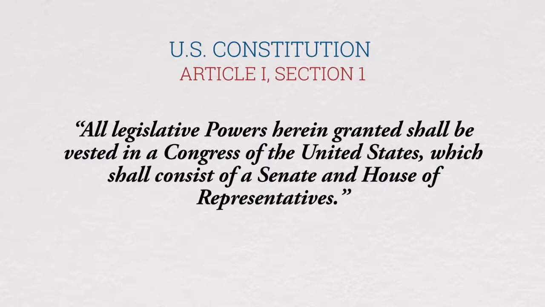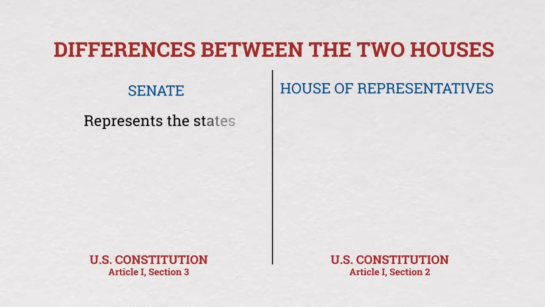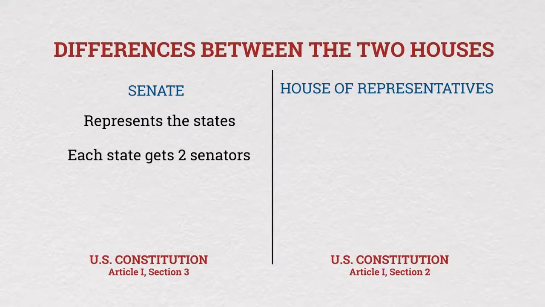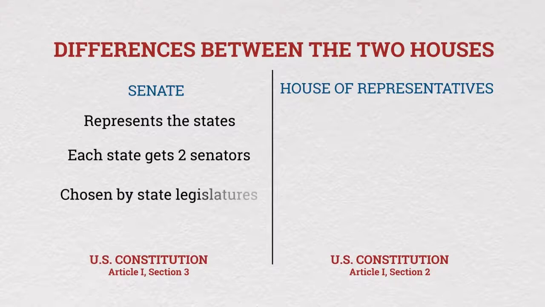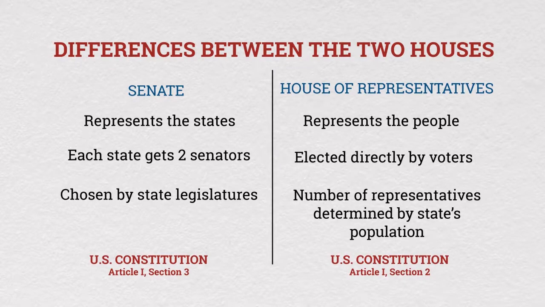Congress is composed of two houses, the Senate and the House of Representatives. As we've already seen, they're different in some ways. The Senate is supposed to represent states. Each state gets 2 senators, and in the original Constitution, senators are chosen by state legislatures. The House of Representatives represents the people. Representatives are elected by the people, and the number of representatives is determined by a state's population. That's where, as we saw before, the 3/5 compromise came into play.